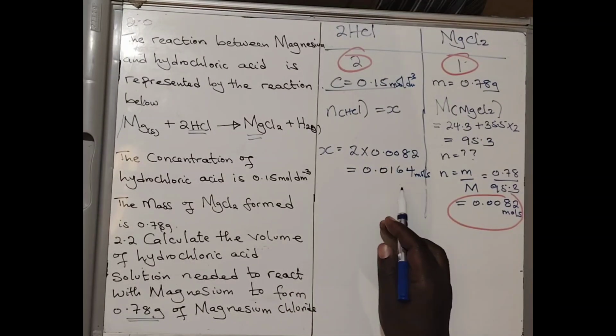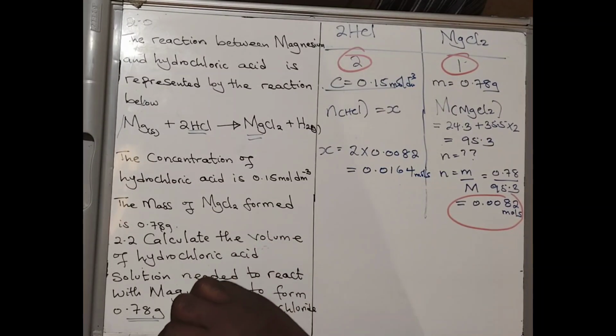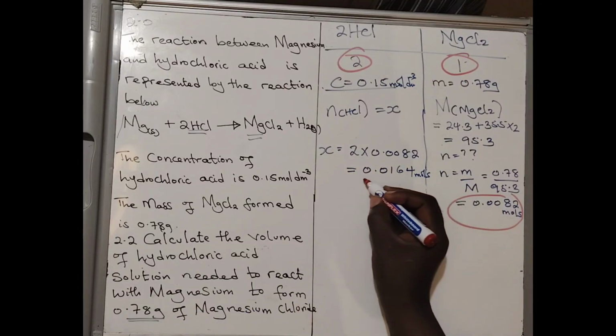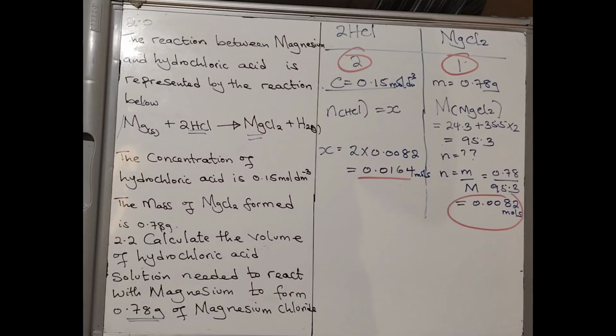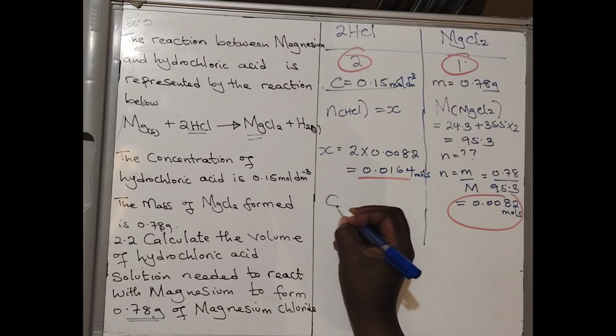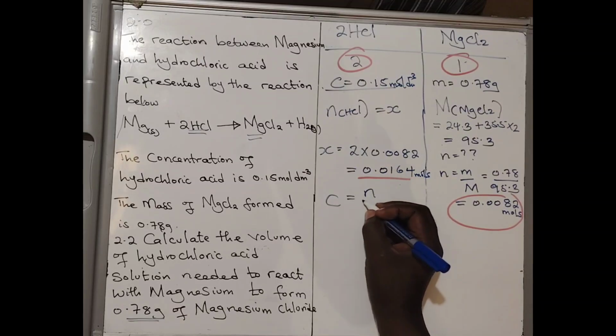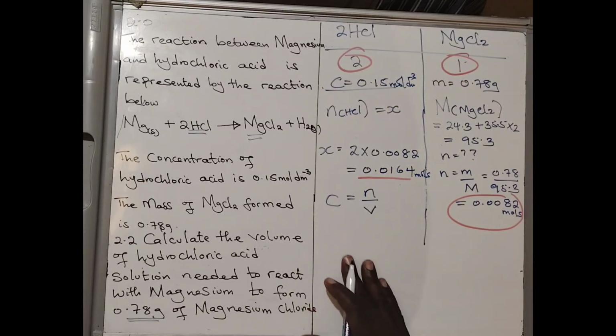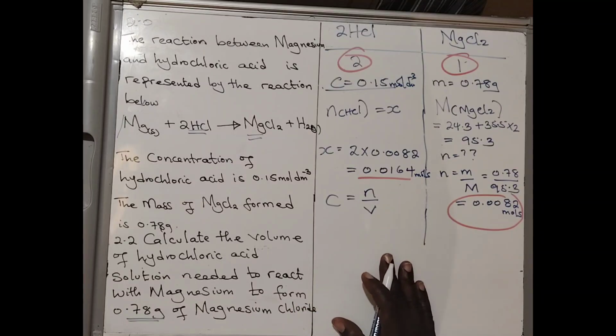Okay, so now we know the number of moles of hydrochloric acid which reacted. Now you have to remember that if you know the concentration and you know the number of moles, then you know the volume through the equation which says C is equal to n over V, where C is the concentration, n is the number of moles, and V is the volume. So what do we do here?